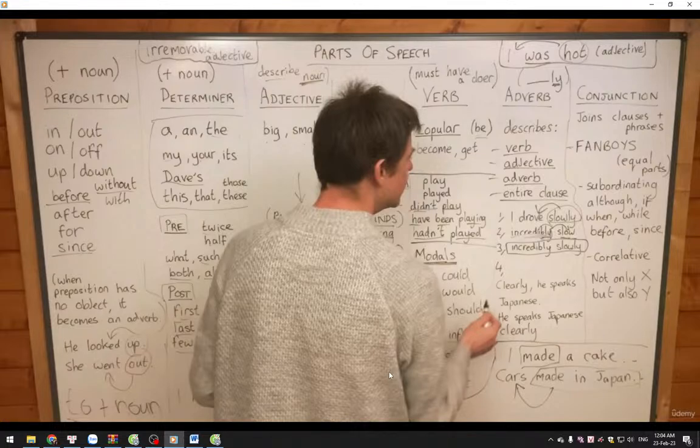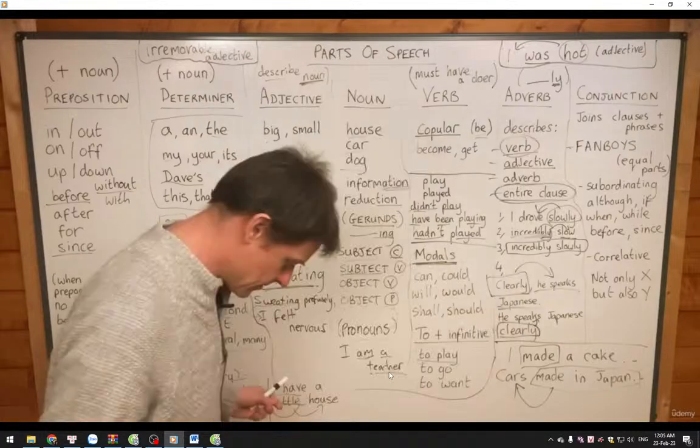But if you say he speaks Japanese clearly, that means he speaks the language of Japanese in a clear way. So this clearly is only modifying speaks Japanese, yeah? He speaks Japanese in a clear way. So there's a very big difference between an adverb that describes an entire clause and an adverb that describes just a verb, yeah? First one is a sentence adverb. Clearly, he speaks Japanese. The second one describes the manner in which he spoke. He speaks Japanese in a clear way. He speaks Japanese clearly.